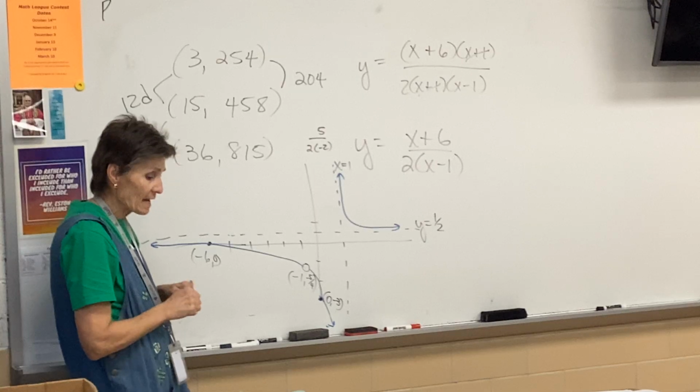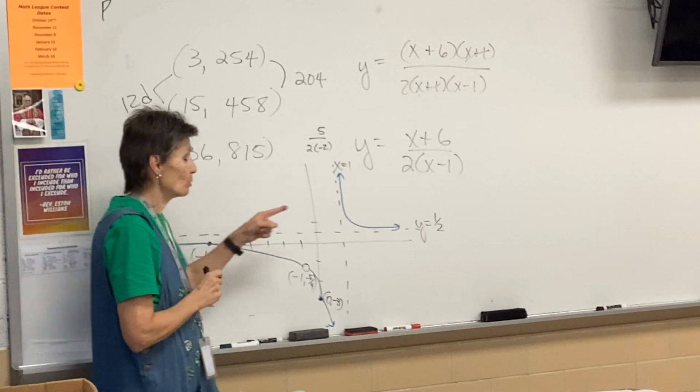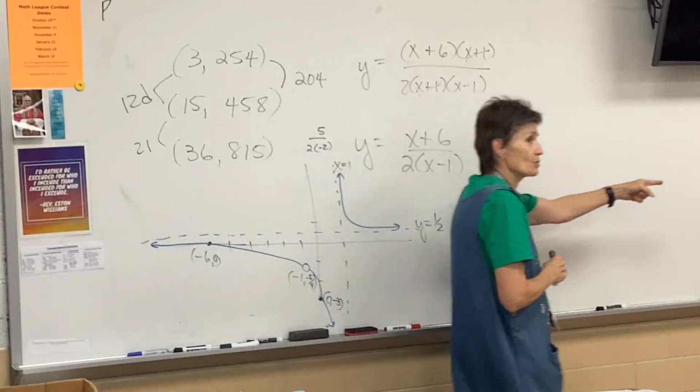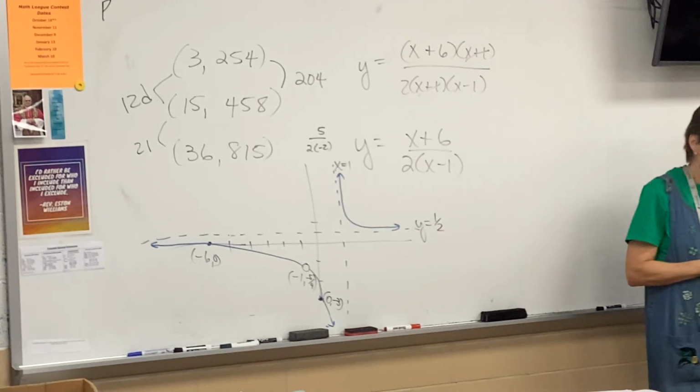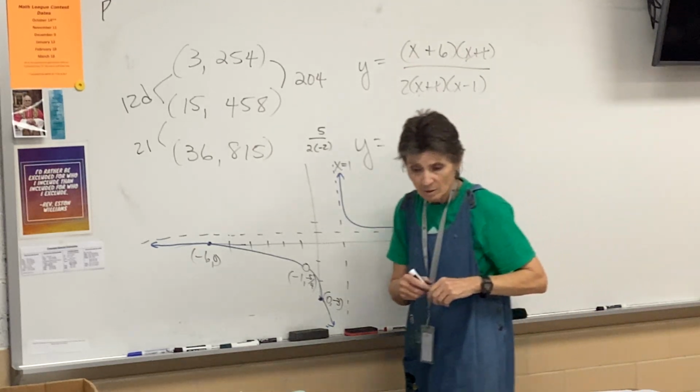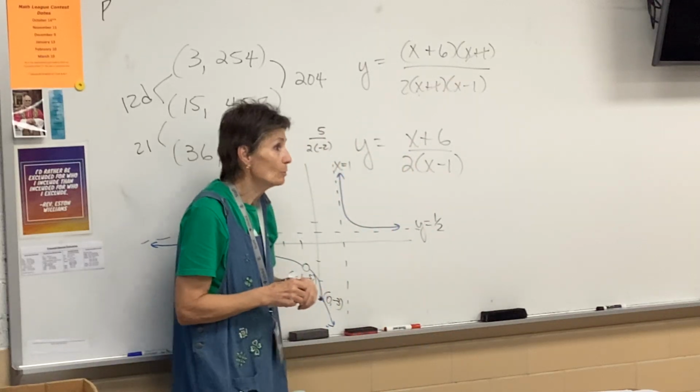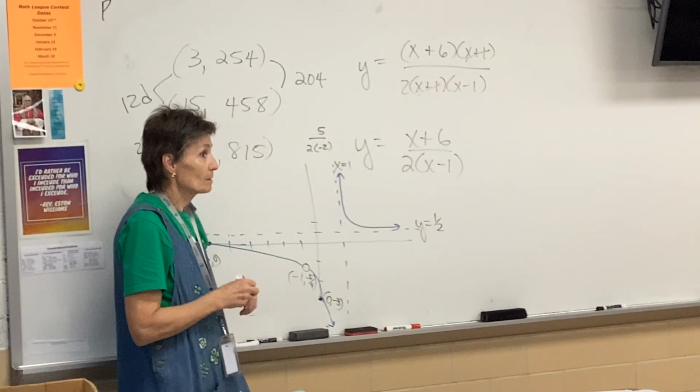What happens as x approaches infinity? So x is going clear across the hall. What's happening? We're getting closer to 1/2 from the top.